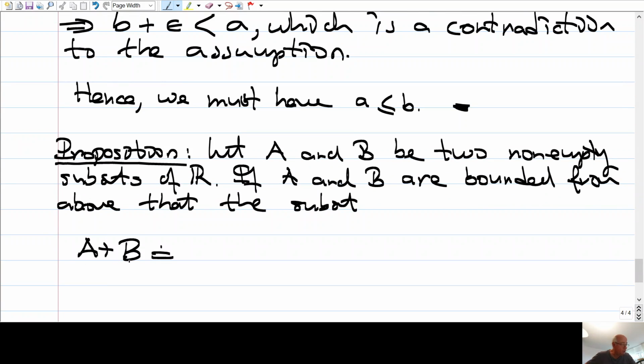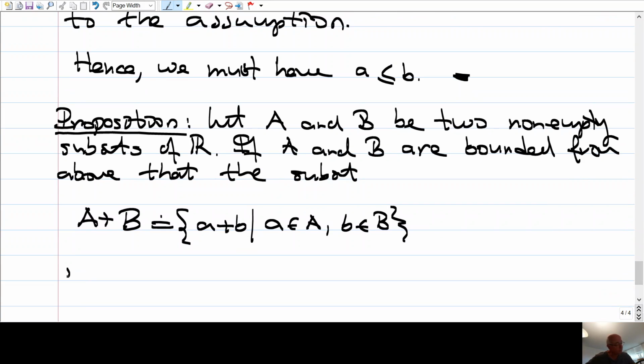I have to tell you what this means, right? A plus B, by definition, is the following. I just add the elements from A and B. I just choose arbitrary elements, add them up, and put them into a bag. This new subset is called A plus B. Then this subset is bounded from above.